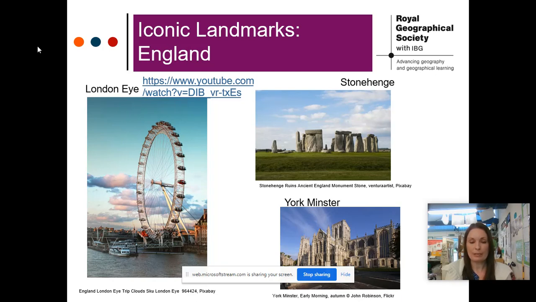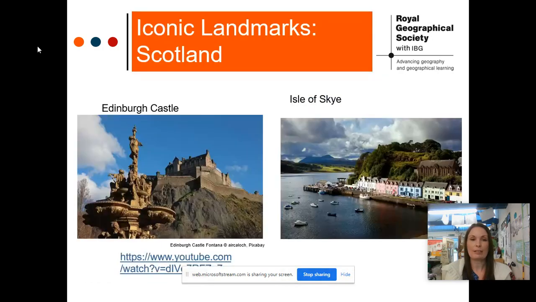Have you been to landmarks in England? Where did you go? What did you see? You can click on our links as well to find out what the view is like from the London Eye.